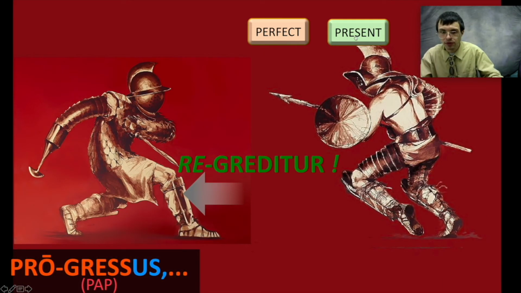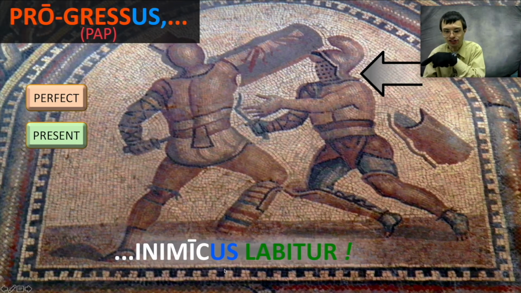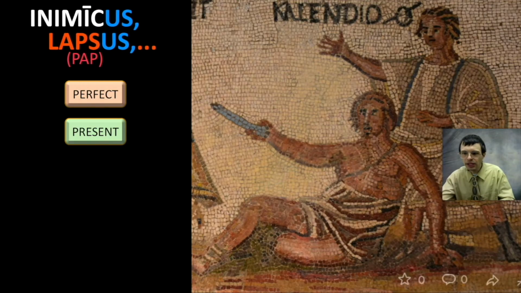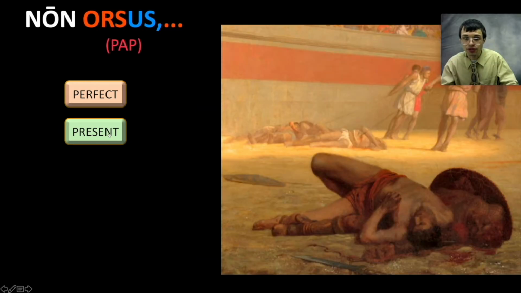Progressus regreditur. What does he do? Gressus, hint, look at the arrow here. Inamicus labitur. What does the inamicus do? Inamicus lapsus, non orator. Can you look at the picture and figure out cur non orator? Hint, hint, hint. Look at the coloring of the sand. Non orsus moritor.